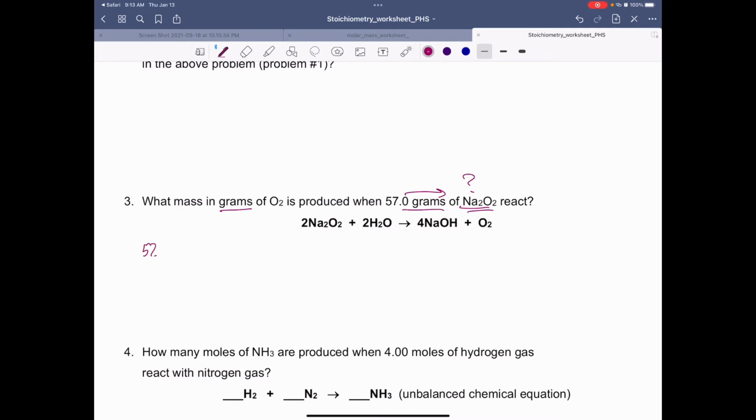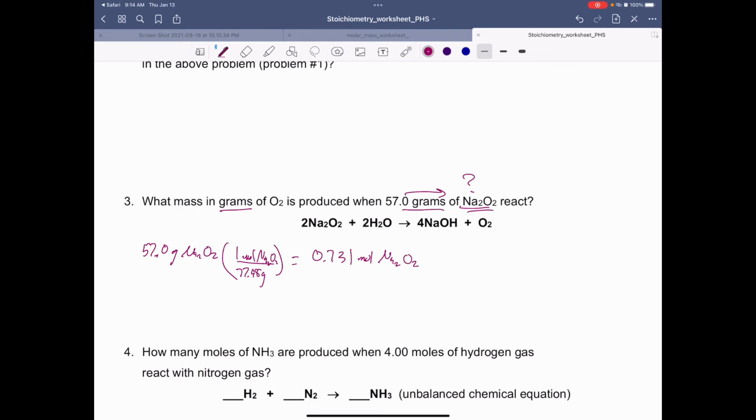57.0 grams of Na2O2, and now we got to do the molar mass. So we add up the pieces of sodium. We got 2 sodiums. Each one is 22.99. And then each oxygen is 16, so 2 of them is 32. And we get 77.98 grams for 1 mole of Na2O2. Okay, so how many moles of Na2O2 are we talking about here? So it's going to be 57 divided by 77.98. And we get 0.731 moles of Na2O2.